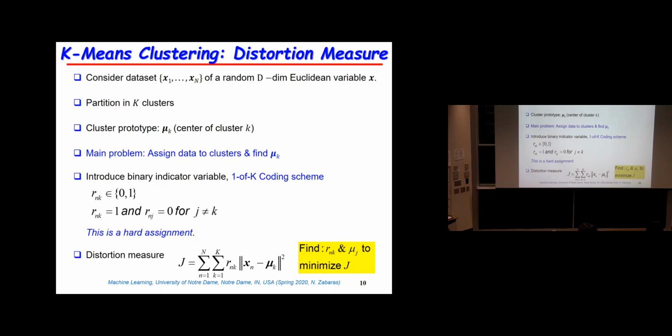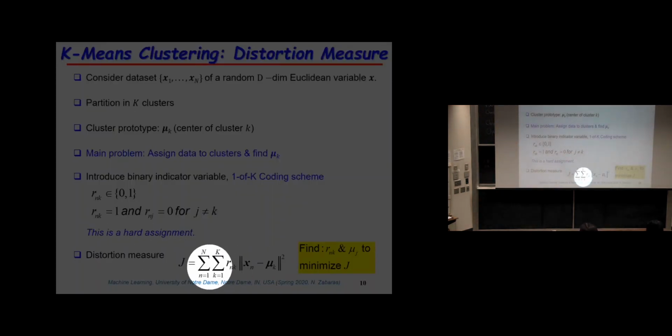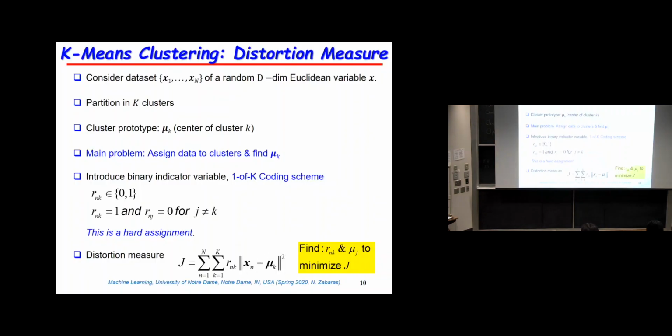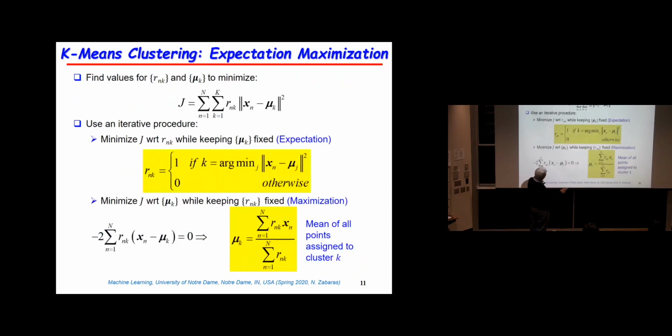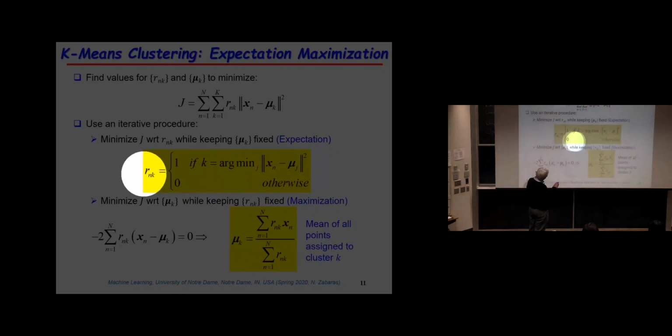To what cluster should you assign point n so that its contribution to this distortion criterion is minimal? Should you assign it to a cluster that is further away, where xn minus mu k will be huge? In that case the contribution will be huge. So what would be the best choice for r_nk? To assign it to what cluster? The closest, the nearest. Okay? And so that's easy, right? So we're going to assign r_nk to the nearest cluster. That's what I have here.